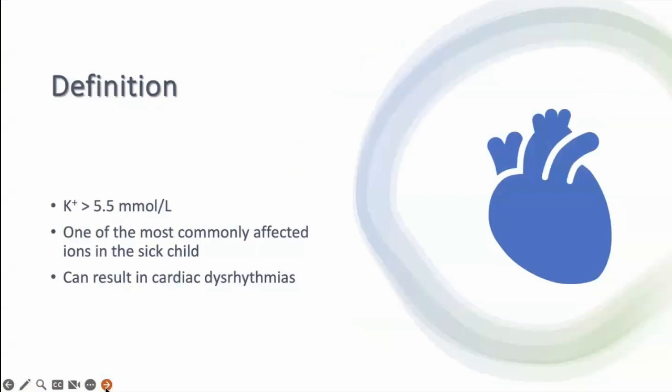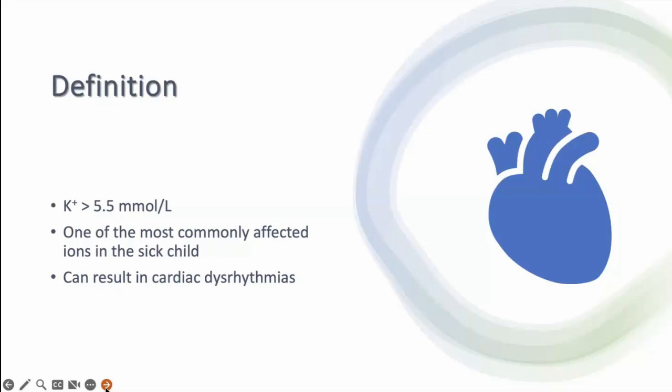The definition of hyperkalemia is a potassium of more than 5.5. It's one of the most commonly affected ions in sick children, and we'll go into why. There is a range in children and infants that is age dependent, but we use more than 5.5 as a usual benchmark. Hyperkalemia can result in a cardiac dysrhythmia that can ultimately result in cardiac failure. We do have some protective mechanisms against hyperkalemia, which we'll go into in the next slides.